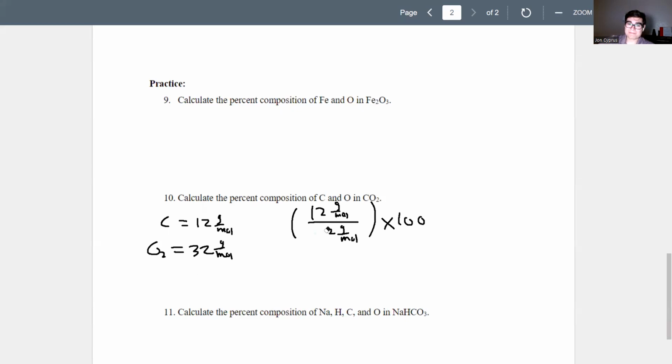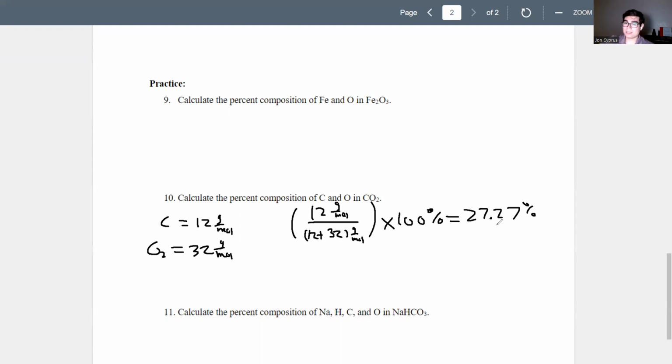Oops, I forgot to add them. My apologies. It should be 12 plus 32, right, which is 44, as we did above for CO2. So 12 divided by 44 times 100%. And we get 27.27%. Now, to do the same thing for oxygen, 32 divided by 44, I'm just going to do 100 minus 27.